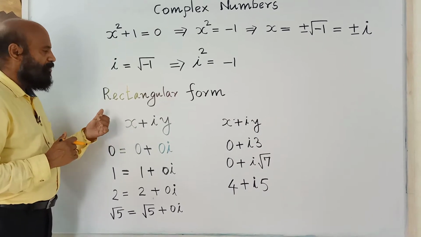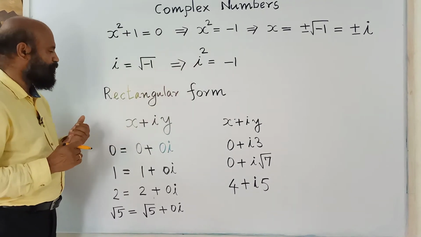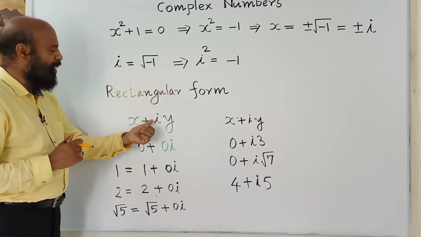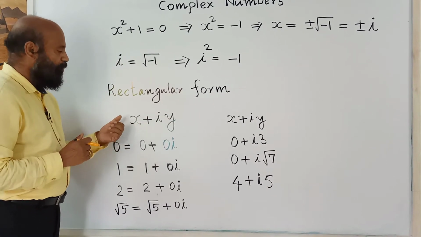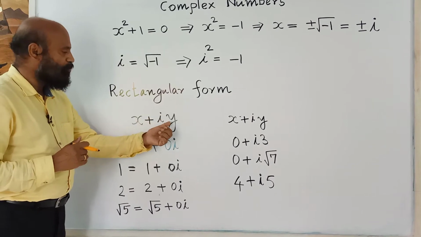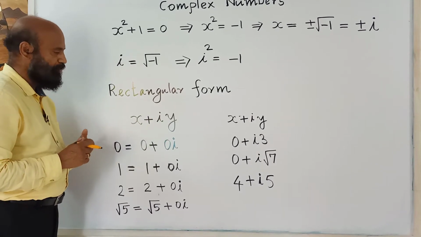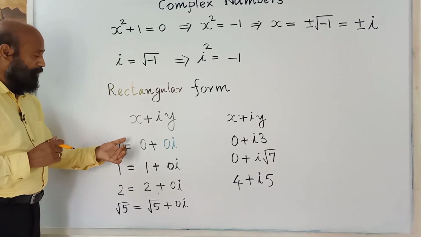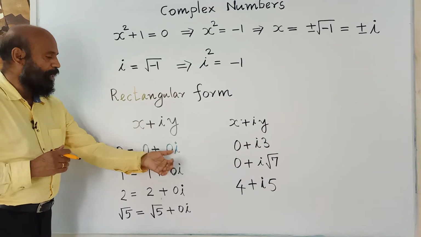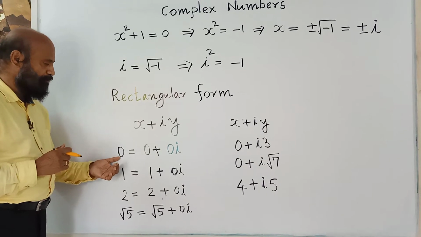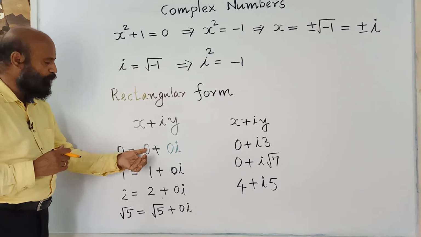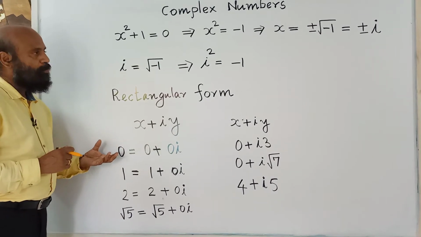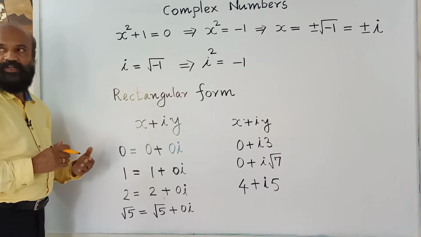Then, the rectangular form of a complex number. A complex number can be written as x plus iy, where x and y are real numbers. For example, 0 can be written as 0 plus 0i. So 0 is a real number, but it can be expressed as 0 plus 0i. So it's a complex number also. So complex number is an extension of real numbers.